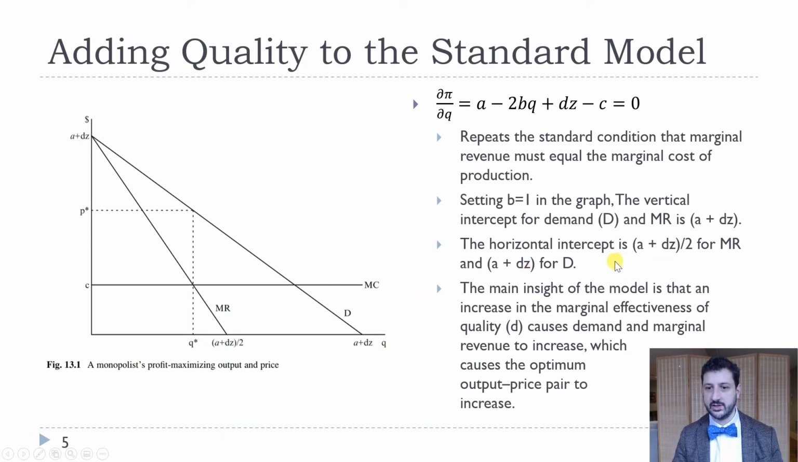And then similarly, the horizontal intercept for the marginal revenue is (A plus DZ) over 2, and for demand it is A plus DZ. So as people like more quality, as little d increases, we're going to shift out. So this is basically saying the increase in the marginal effectiveness of quality, that lowercase d, causes demand and marginal revenue to increase. And so then firms are going to increase the output and the price for a fixed marginal cost in terms of quantity, right? Now, that doesn't have to do with quality yet.